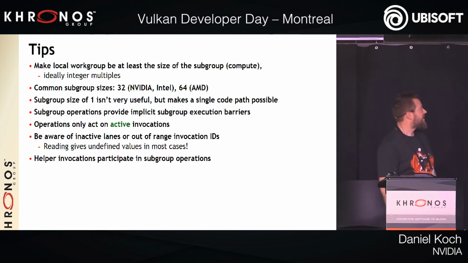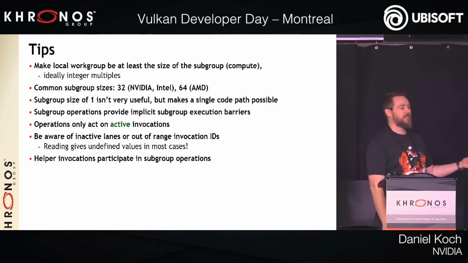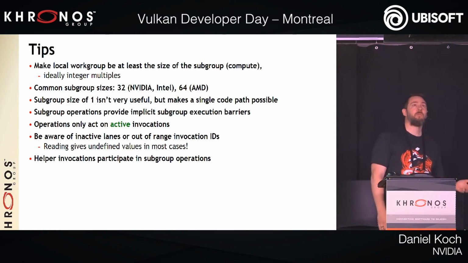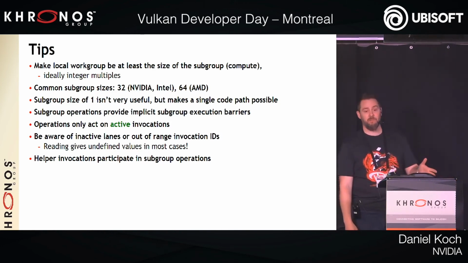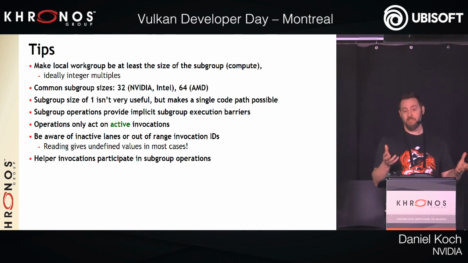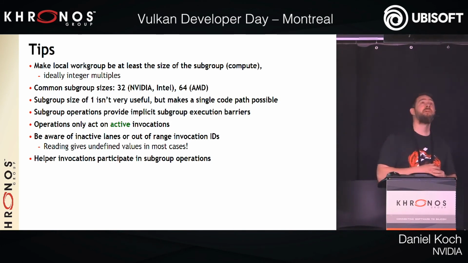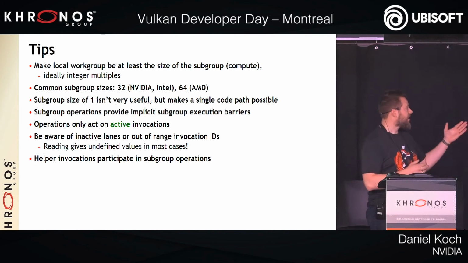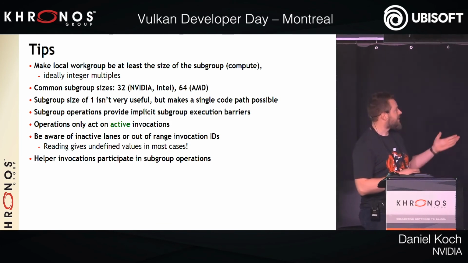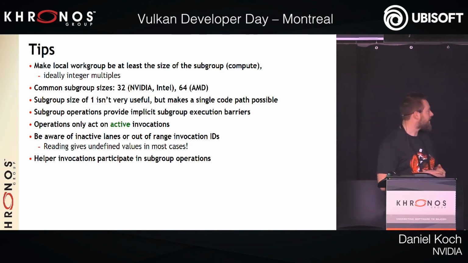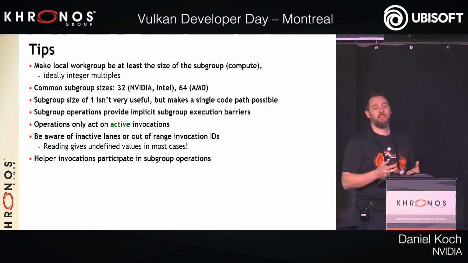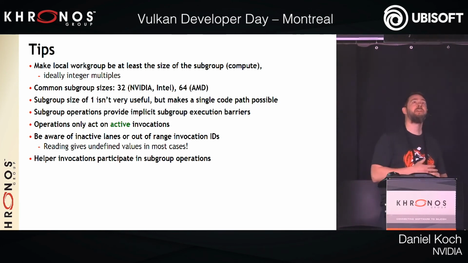Some tips for working with subgroups. If you're doing it in a compute shader, you want to make sure your local workgroup size is at least the size of a subgroup, ideally integer multiples of it. You want to be fully packed if possible. Common subgroup sizes are 32 on NVIDIA and Intel, 64 on AMD. Yes, I know a subgroup size of 1 isn't very useful, but it does make it possible to have a single code path, so you don't need a different set of shaders based on whether the subgroup size is 1 or bigger.